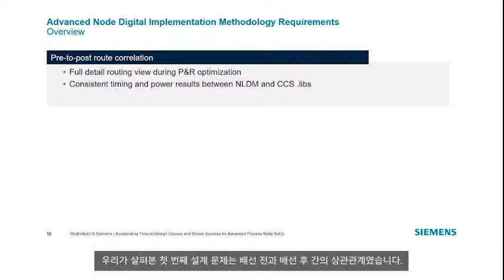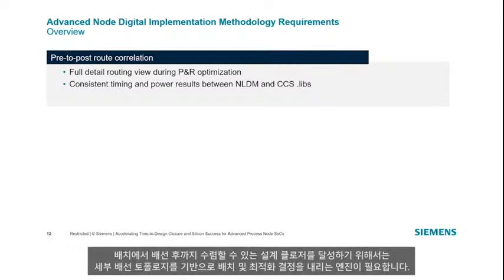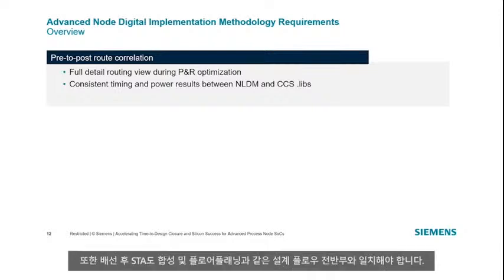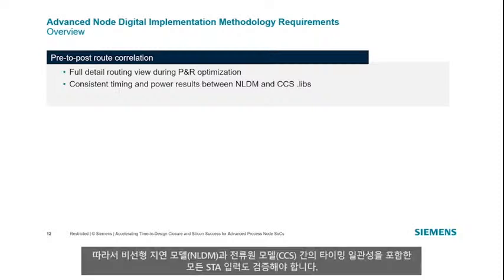The first design challenge we discussed was pre to post route correlation. In order to achieve design closure that can converge from placement to post route, we need an engine that bases its placement and optimization decisions on detailed routing topology. In addition, we also need a post-route STA to match up with earlier parts of the design flow, such as synthesis and floor planning. Therefore, we also need to verify all STA inputs, including timing consistency between nonlinear delay models, or NLDM, and current source models, or CCS.